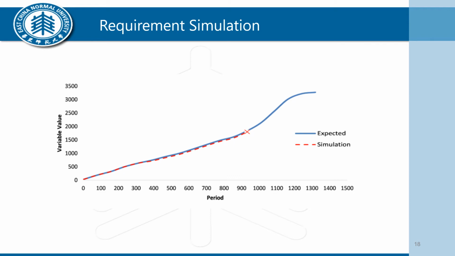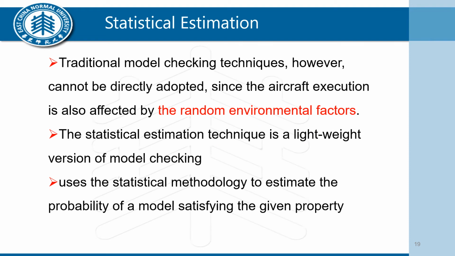And we think the requirement simulation is very useful to find errors in early phases. That means when requirement engineers write their requirements, they can simulate the requirements to find the errors which don't satisfy their intent. Next is statistical estimation.